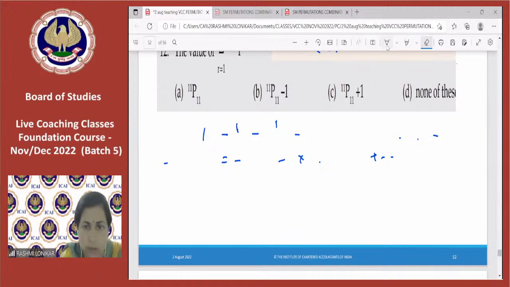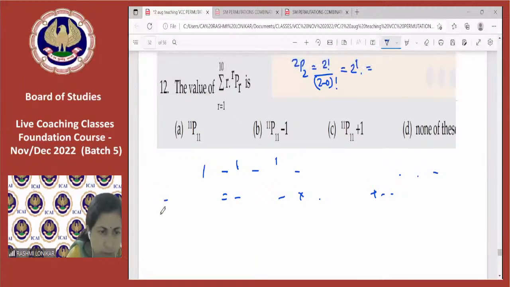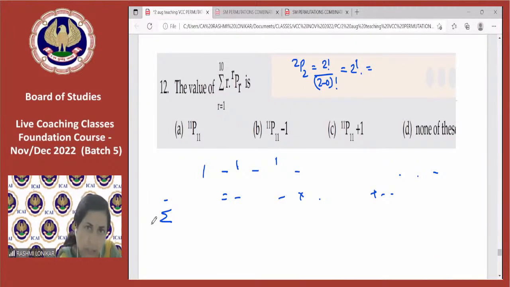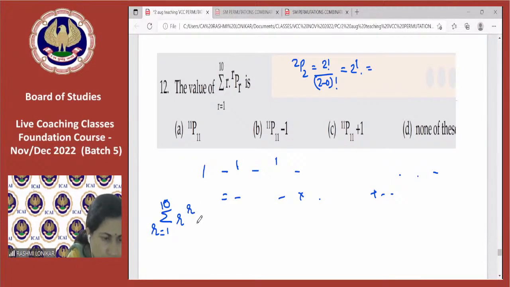Just let me write it here. The board is not cleaning up. So I have summation. Summation means that I am adding different terms. This sign is for summation. It means I am going from one number to another number. R is going from 1 to 10, so whatever is inside the summation, I will change the value of r. So r goes from r into rPr. This is given to me.